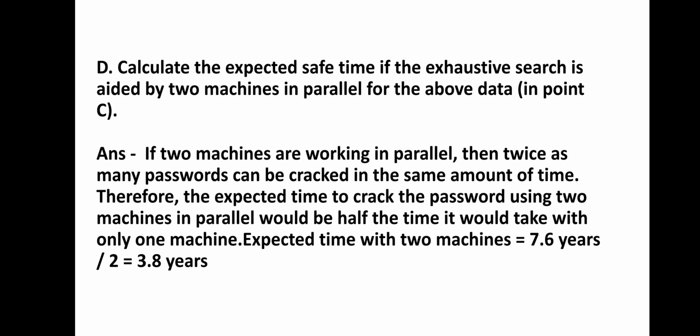Then calculate the expected safe time if the exhaustive search is carried out by two machines in parallel for the above data in point C. So the answer is, if two machines are working in parallel, then twice as many passwords can be cracked in the same amount of time. Therefore, the expected time to crack the password using two machines in parallel would be half the time it would take with only one machine. Expected time with the two machines is 7.6 years upon 2 equals 3.8 years.